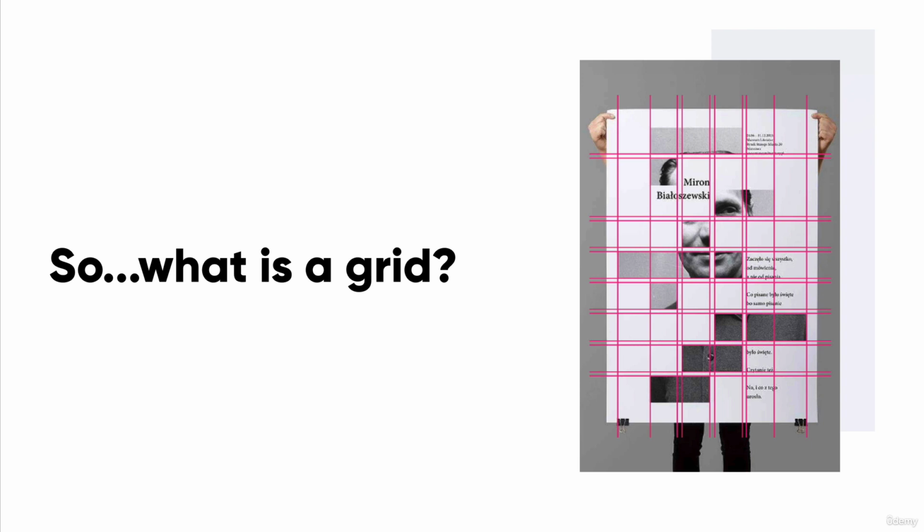The grid is a structure comprising a series of lines that divide the page into columns. We have vertical and horizontal. And this structure helps designers arrange content on a page, like you can see here. Everything is sitting on a grid.